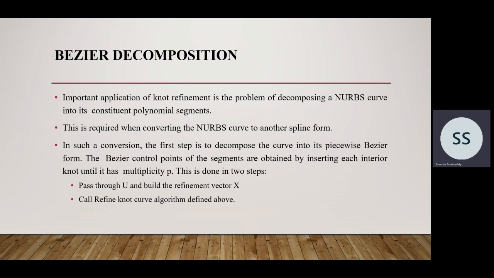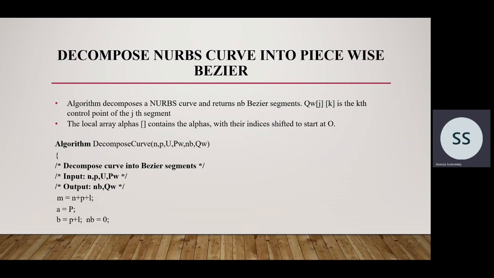Here, an important application of knot refinement is the problem of decomposing NURBS curves into their constituent polynomial segments. This is required when converting the NURBS curve to another spline form. In such a conversion, the first step is to decompose the curve into its piecewise Bezier form. The Bezier control points of the segments are obtained by inserting each interior knot until it has multiplicity p. This is done in two steps. The first step is passing through U and building the refinement vector X. And the second is calling the refine knot vector curve algorithm defined above.